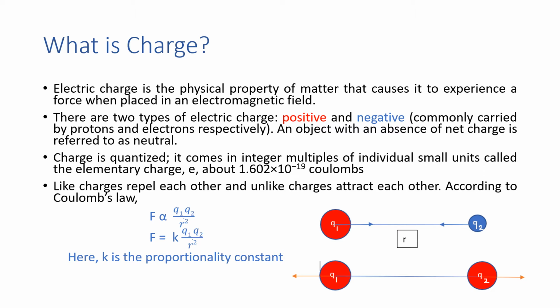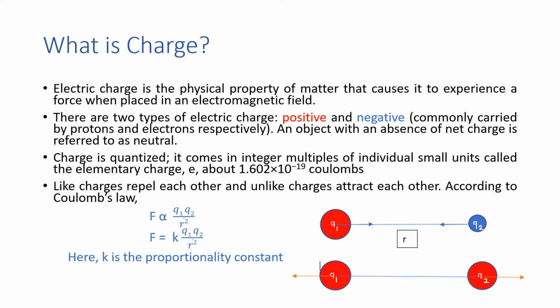The law that we use to figure out the force between two charges is called Coulomb's law. According to Coulomb's law, the force is proportional to the charges and inversely proportional to the square of the distance between the two charges. We can equate them with a constant k, which is the proportionality constant.